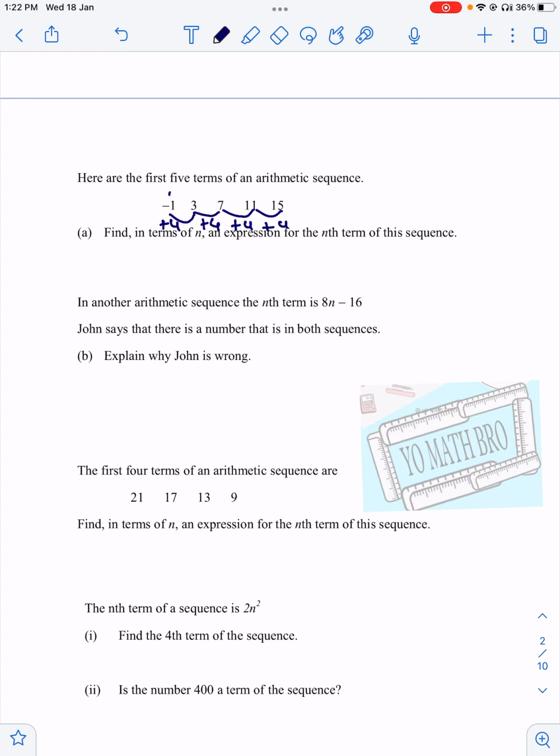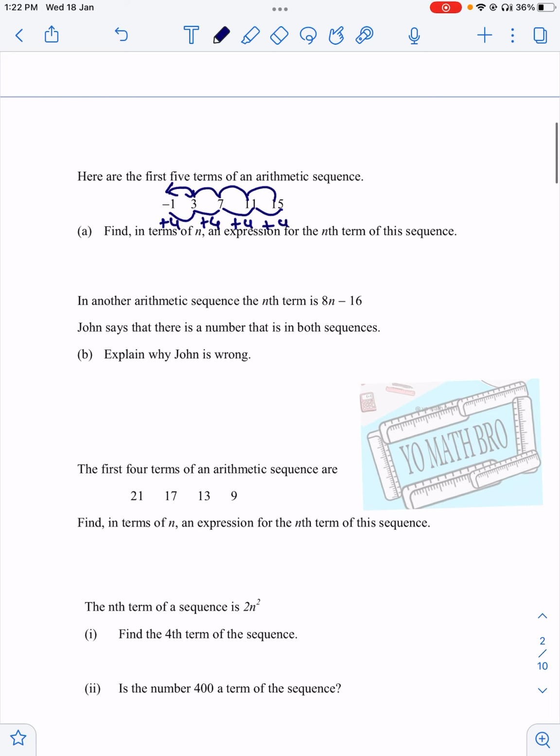So if you have a negative number and a positive number, there are chances that you might make mistakes, my dear students. So what you do, check the second and third and fourth, you will see that it's the same number plus 4. Now they have asked for an expression. Again, our formula is Tn is equal to D(n minus 1) plus T1.